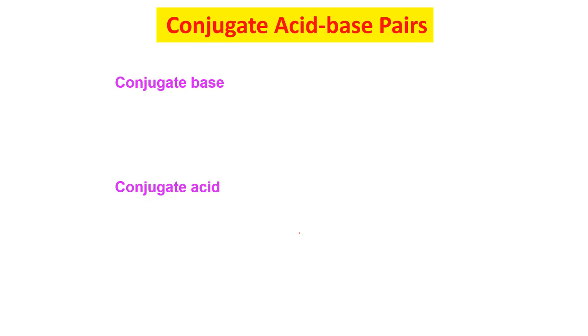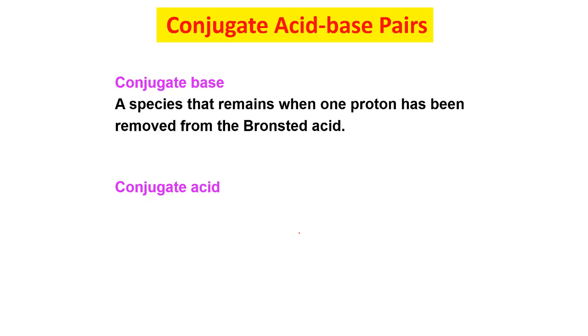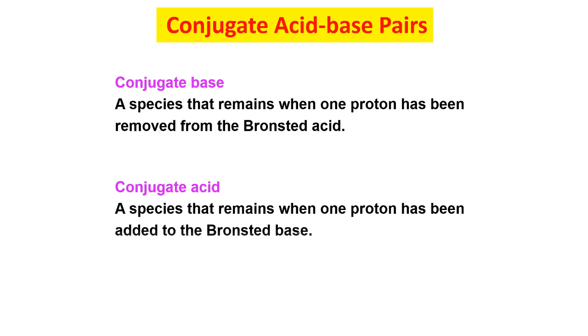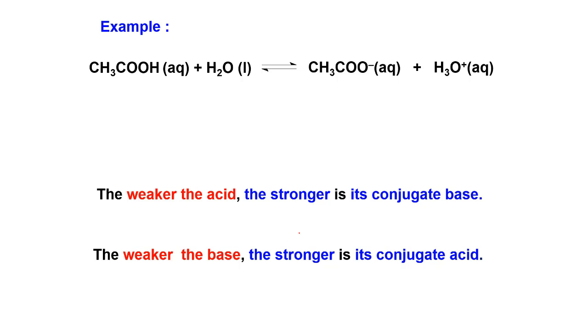Okay, so what is conjugate base? A species that remains when one proton has been removed from the Bronsted acid. Maksudnya, apakah conjugate base? A species that remains when one proton has been removed from the Bronsted acid, and conjugate acid is a species that remain when one proton has been added to the Bronsted base. Okay, kalau tak berapa jelas, kita lihat contoh. Okay, kita lihat contoh ke atas ini. Sekarang, kalau awak lihat, this is an acetic acid ataupun ethanoic acid.